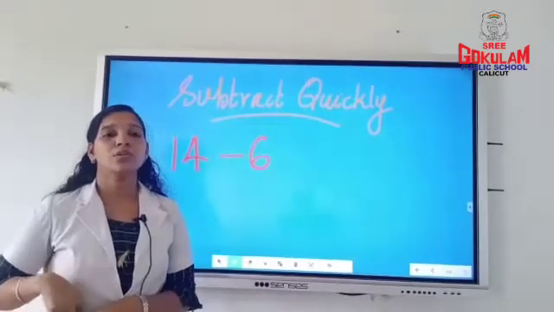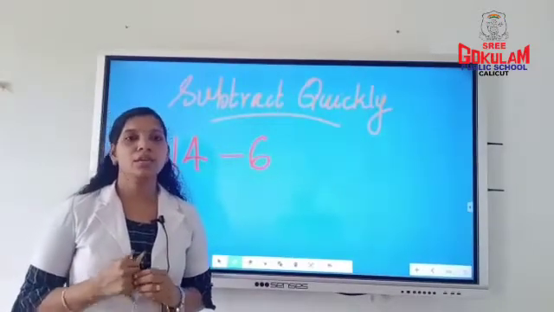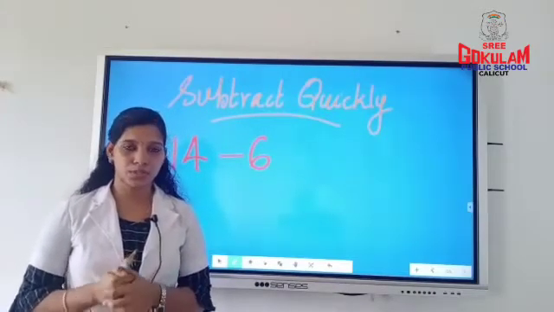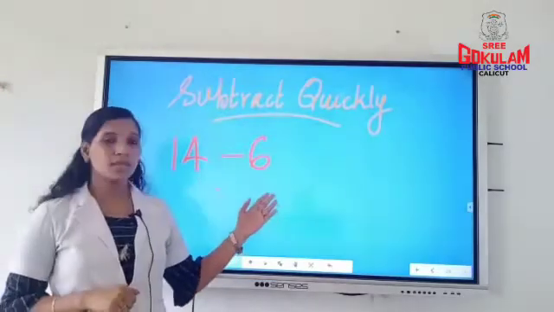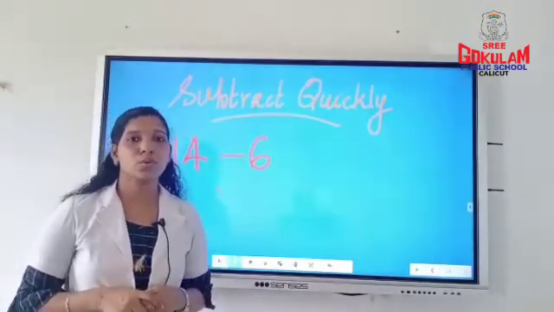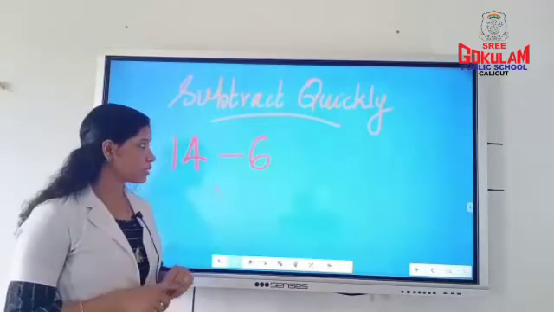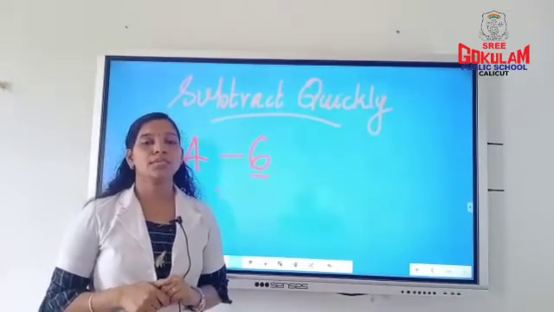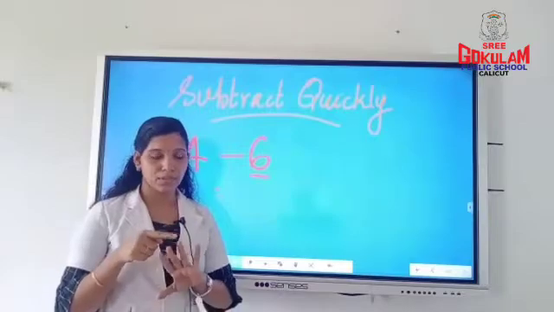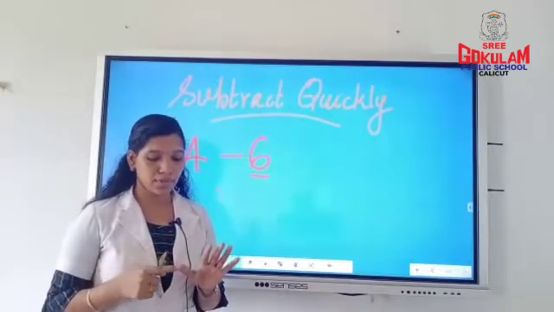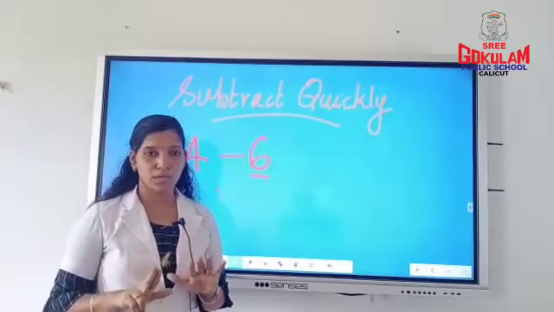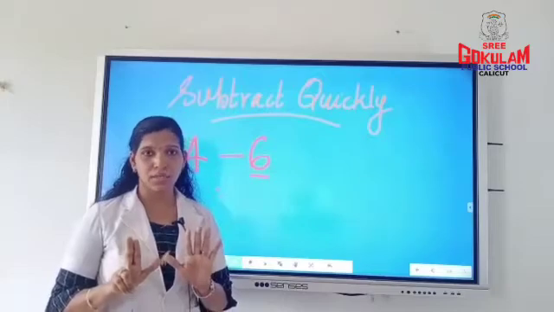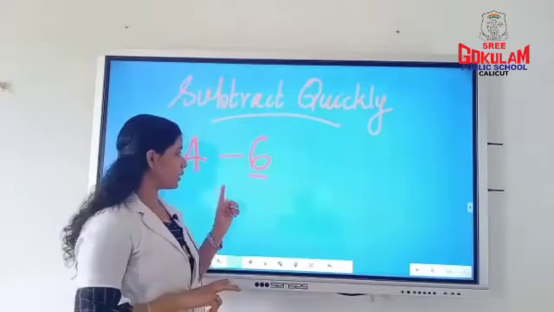Now next we are going to learn how to subtract quickly. If you are asked to subtract two numbers, for example 14 minus 6, how will you do this quickly? You keep 6 in your mind. After 6, you start adding 7, 8, 9, 10, 11, 12, 13, 14. Now, how many numbers have you added to 6? 8, isn't it? So when you add 8 to 6, you get 14.